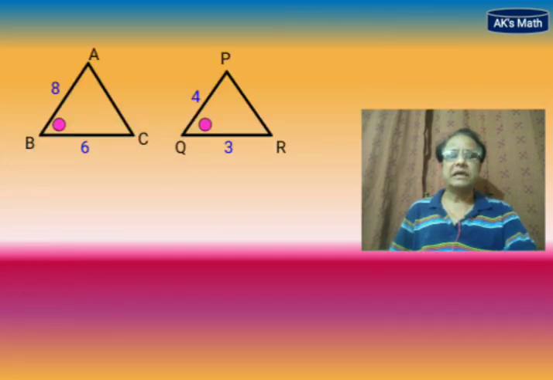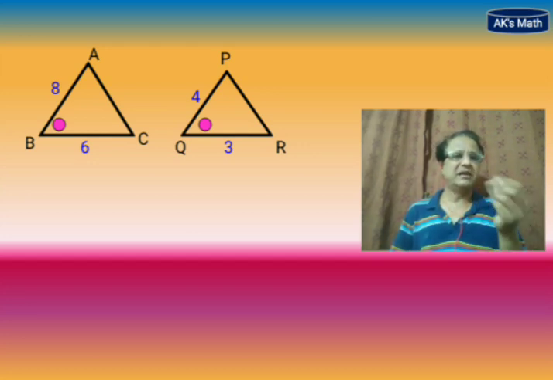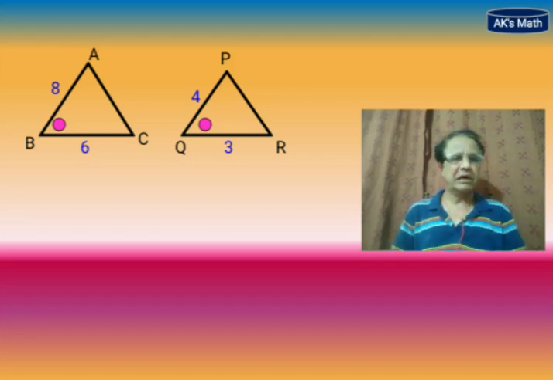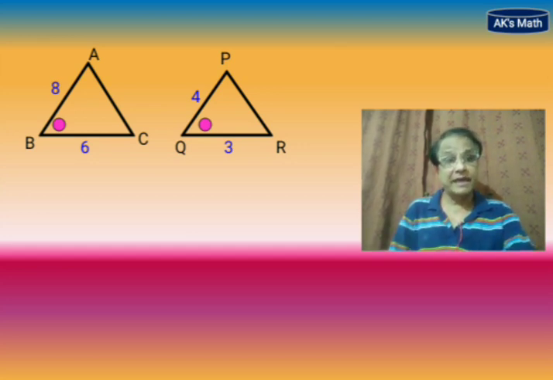Now look at another pair of triangles, triangle ABC and triangle PQR. 8, 4, 6, 3. We can easily understand. It is a very easy figure. 8 and 4: 8 is double of 4. 6 is double of 3. And one included angle is congruent, identical markings are given. 4 to 8, 3 to 6. How easy it is! But we have to write it in a proper way.